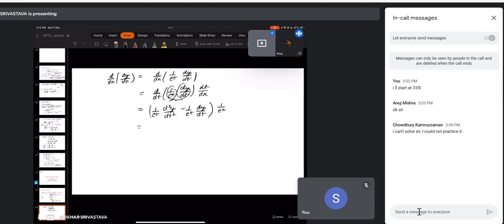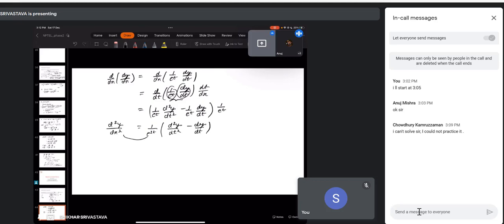Now from the bracket you can take out this exponential t common, so you will have e to the power 2t, because we already have one exponential t and you take out one more exponential t. Then in the bracket you're left with d2y by dt square minus dy by dt. This is nothing but d2y by dx square.